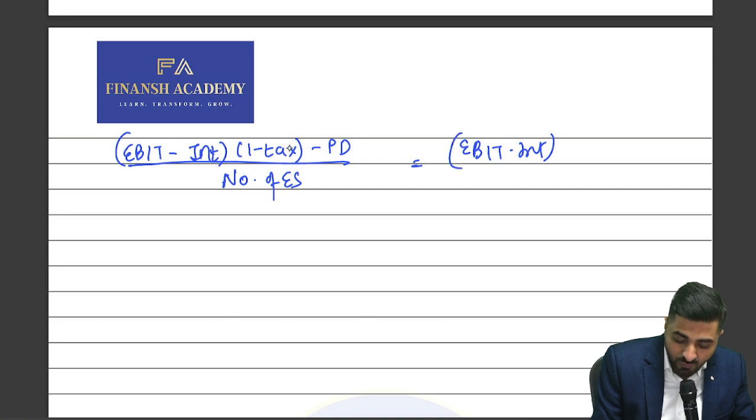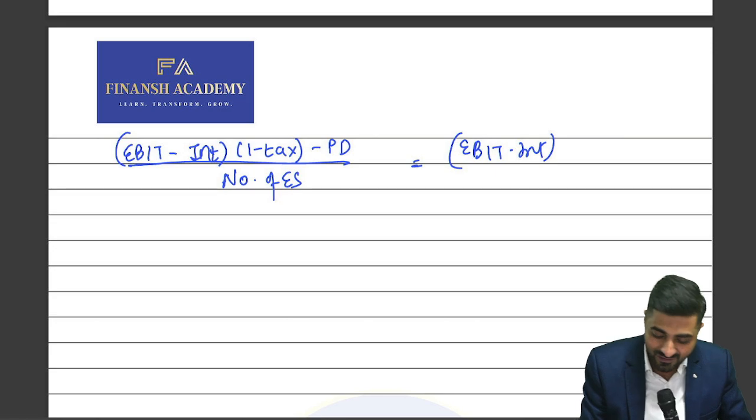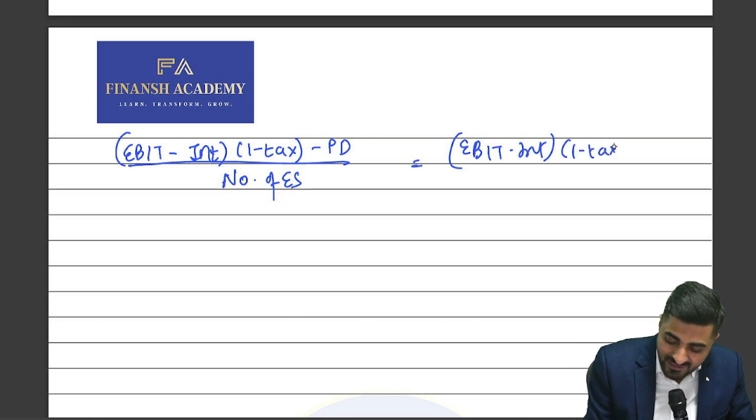Arey beta, this is not a formula. This is income statement only which is presented horizontally. Beta. Into 1 minus tax minus preference dividend upon number of equity.